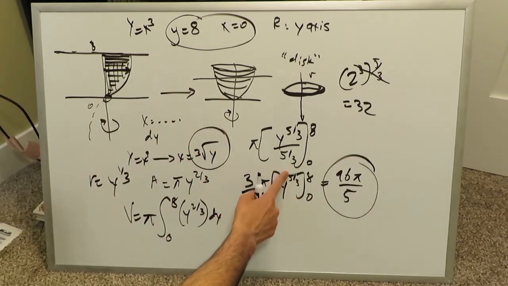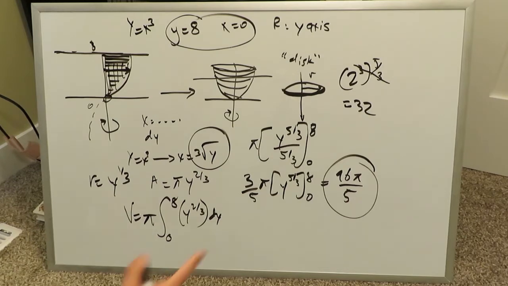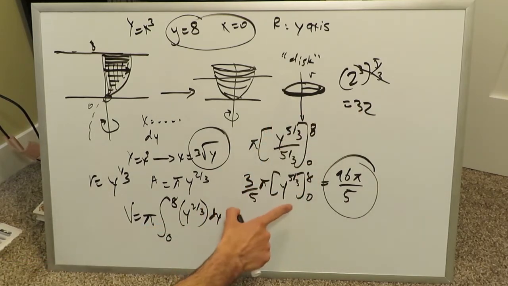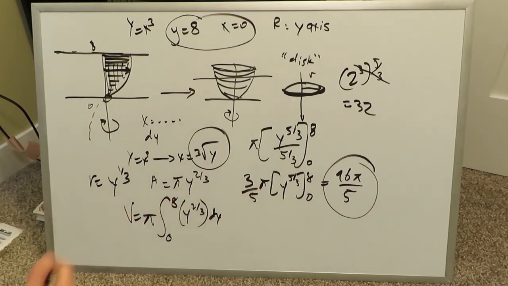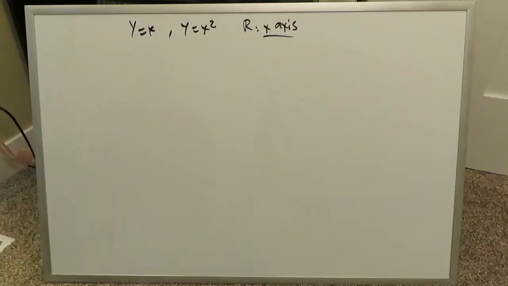My technique here is not bad. We don't have a silly mistake because 8 to the 5 over 3 is indeed 32. 32 times 3 over 5 will give you 96 over 5, and then there's a pi. And we're done. Not a difficult question. Good question. Okay, let's look at this next one.